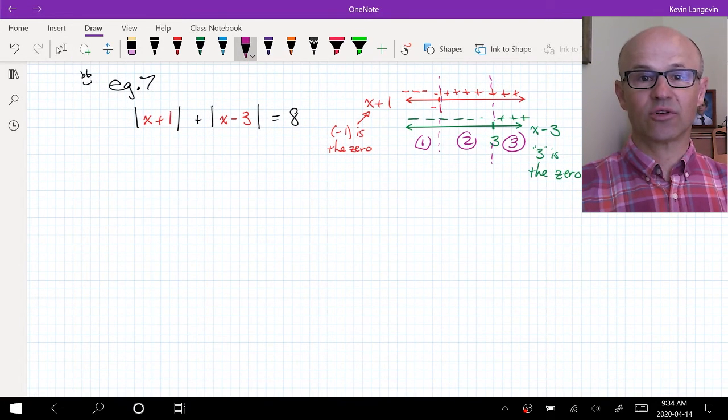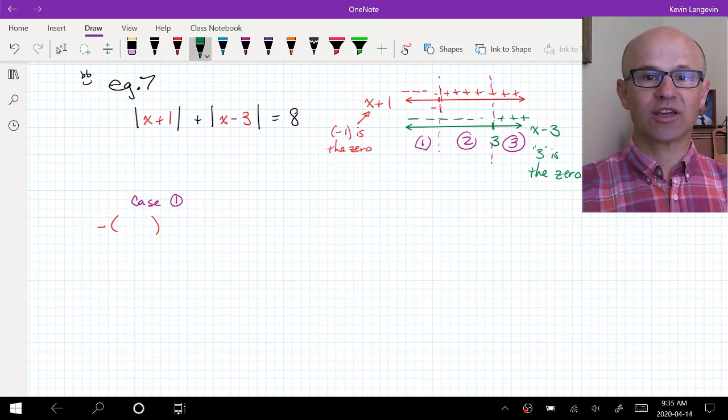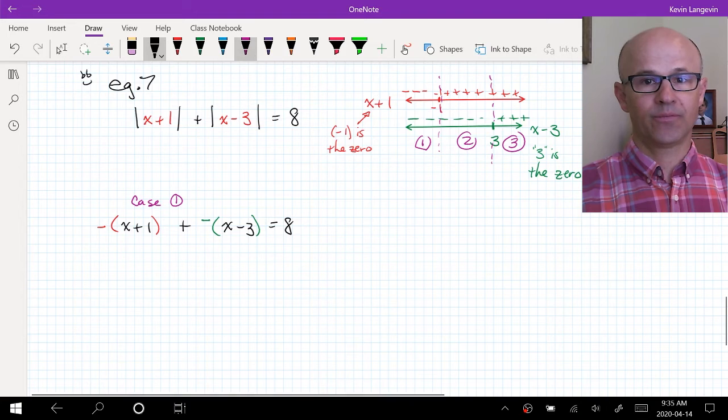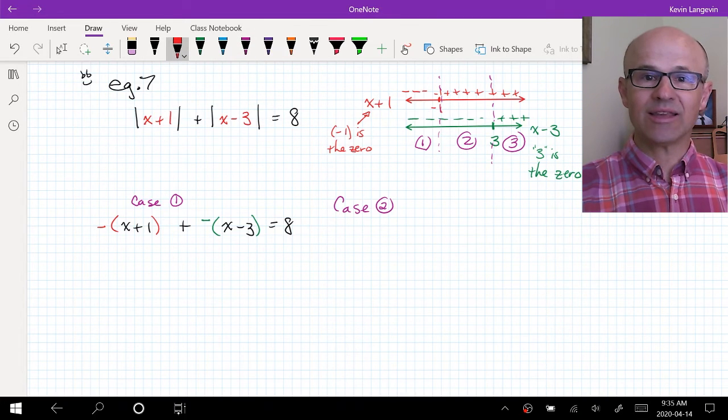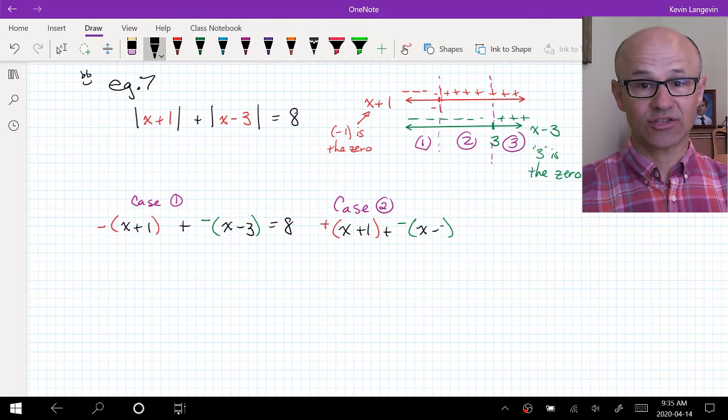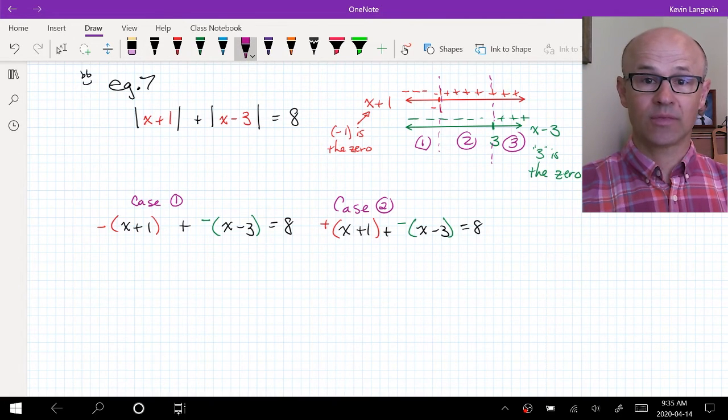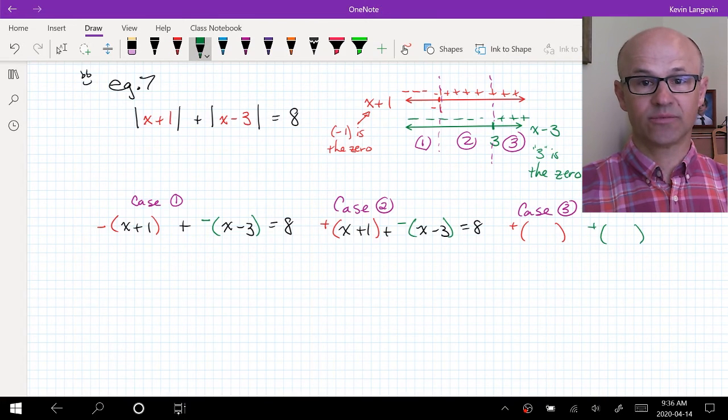This produces for us 3 cases. In case number 1, looking at the number lines, both have negative symbols on them. Case number 2, the x plus 1 has positives, the x minus 3 has negatives. And in case 3, they're both positives.